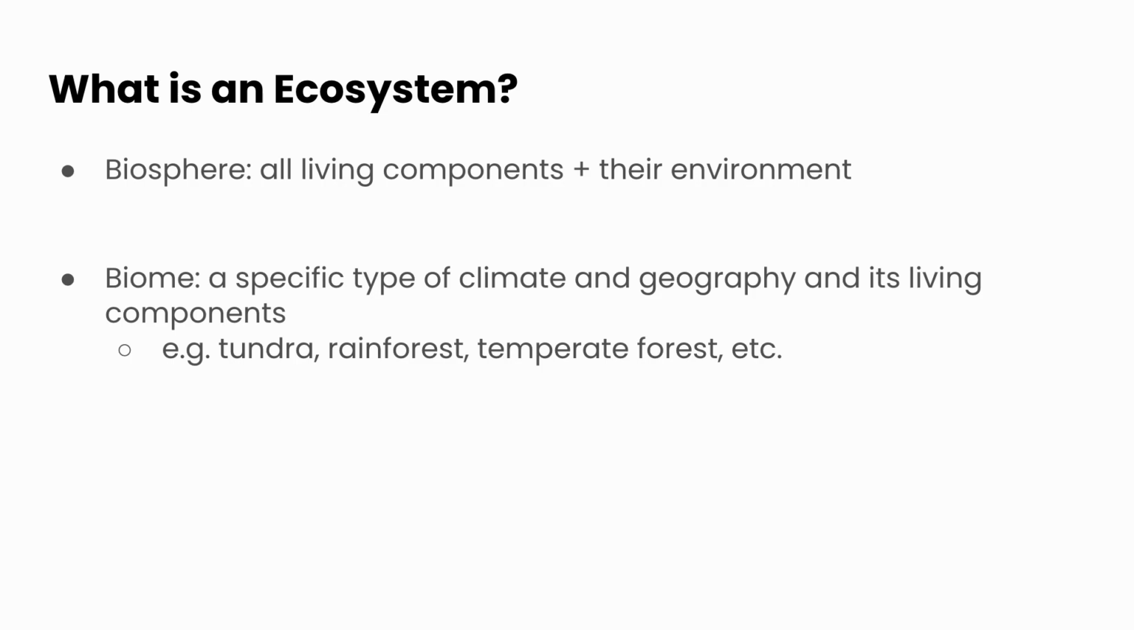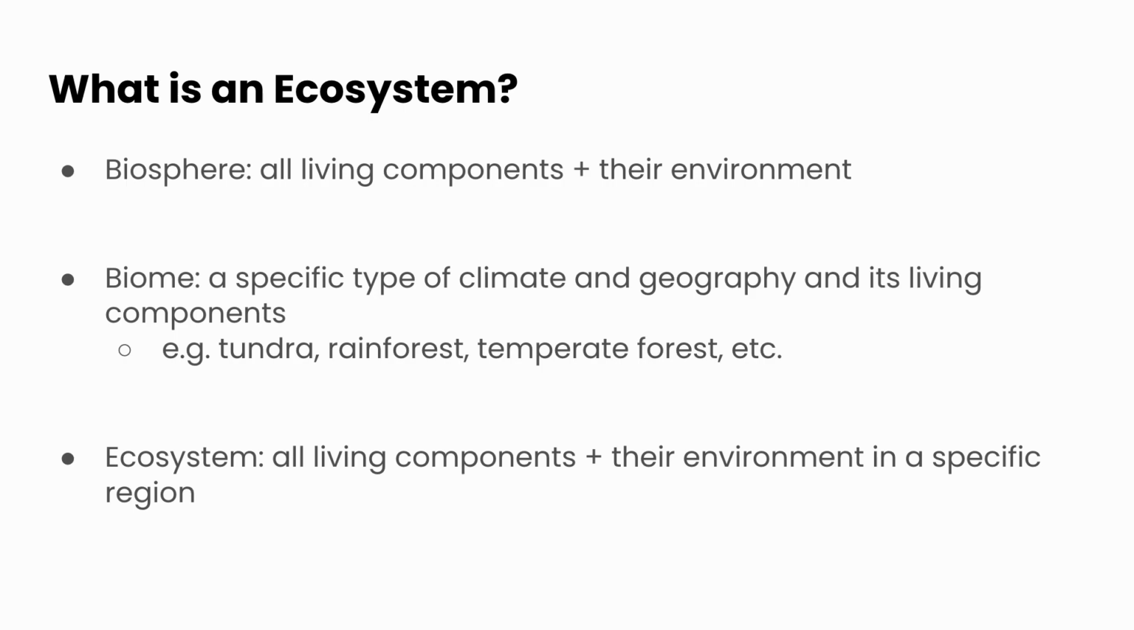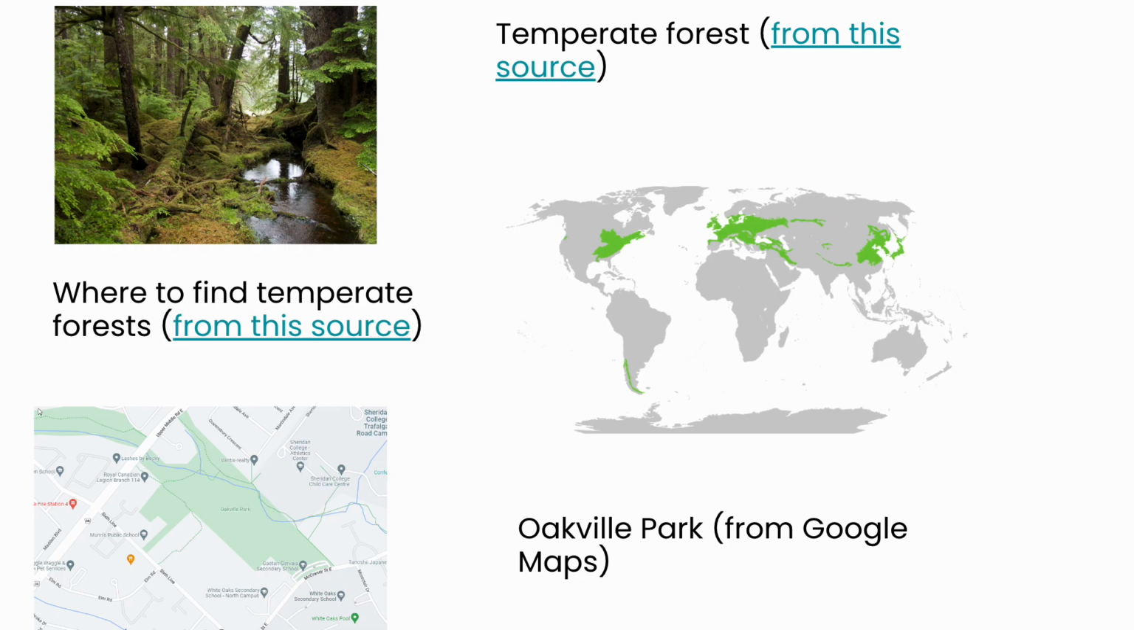Now, we can take this one more level down and narrow down to a specific location, and that is what we call an ecosystem. An ecosystem is defined as all the living components and their environment in a very specific region. We could, for example, take Oakville Park, which is not far from where we're at, and that would be a specific ecosystem. Now let's take a look at some examples and go through these terms so that we're very good with them.